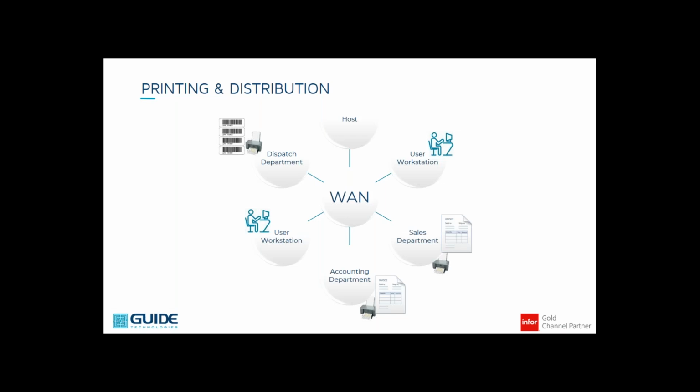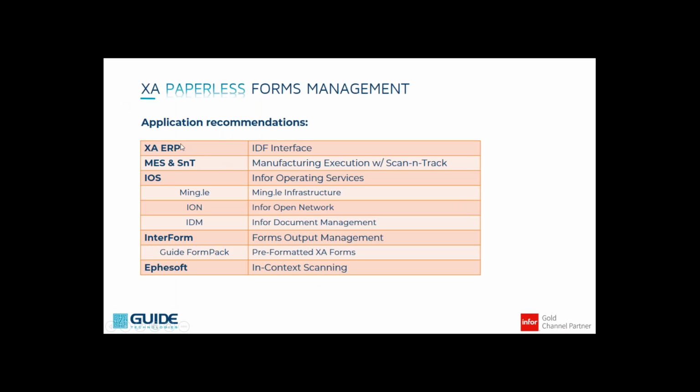Now, as I'm talking about all of this, I'm referencing a number of different applications, and I just want you to know what they are. So we're talking about the XA ERP with the IDF interface, because that's where we can link in document management, specifically the NetLink capability, into IDF. We're talking about either MES or scan and track, or a combination of both for your shop floor paperless system. Then we're talking about the iOS, that's the Infor Operating Services, using Mingle, ION, and Infor Document Management.